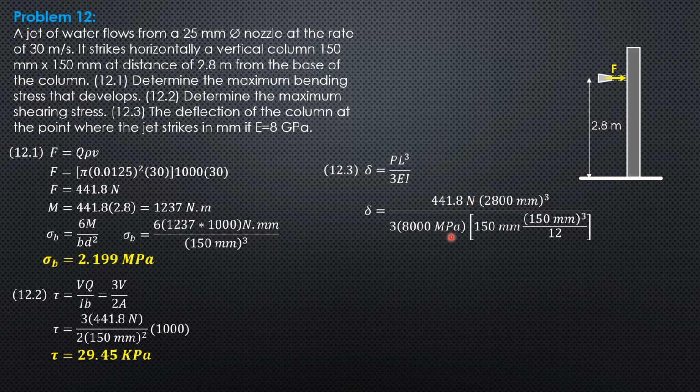So Newton out. This is moment of inertia, which is mm to the fourth. So Newton per mm squared, the unit in the denominator will be mm squared. So mm cubed over mm squared is mm. The deflection will be in mm. So substituting, deflection equals 9.579 mm.